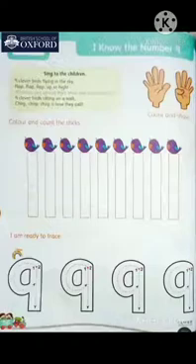That is how you have to write the number 9. Firstly, show me your 9 fingers. And count your fingers. 1 2 3 4 5 6 7 8 9. 9 fingers are here.